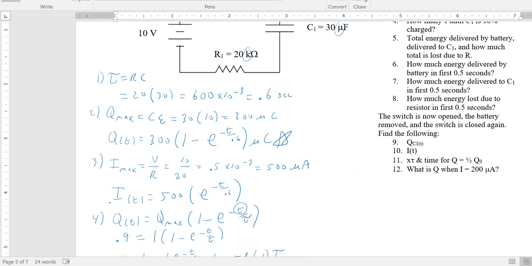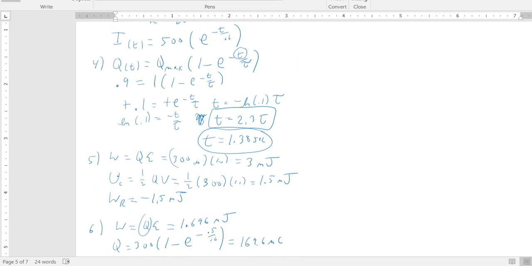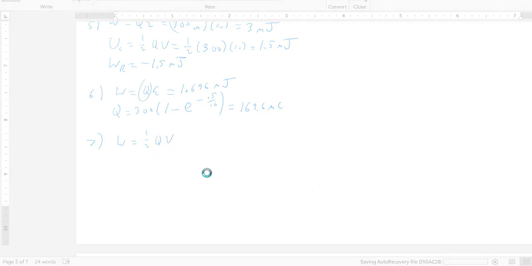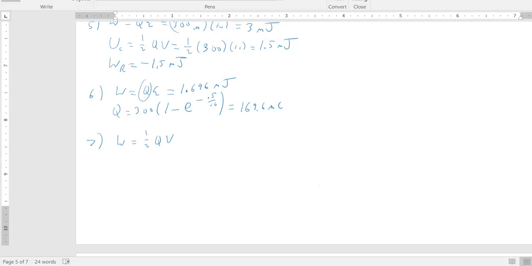All right, the 7th question asks, how much energy delivered to the capacitor in the first half second? Okay, so that's not going to be half of that. So we have to use one of our equations. So work equals 1/2 QV. So we could use that, but we don't know what the voltage is of the capacitor at this moment. So knowing that Q equals CV, you can get work or energy stored in the capacitor is Q squared over 2C.